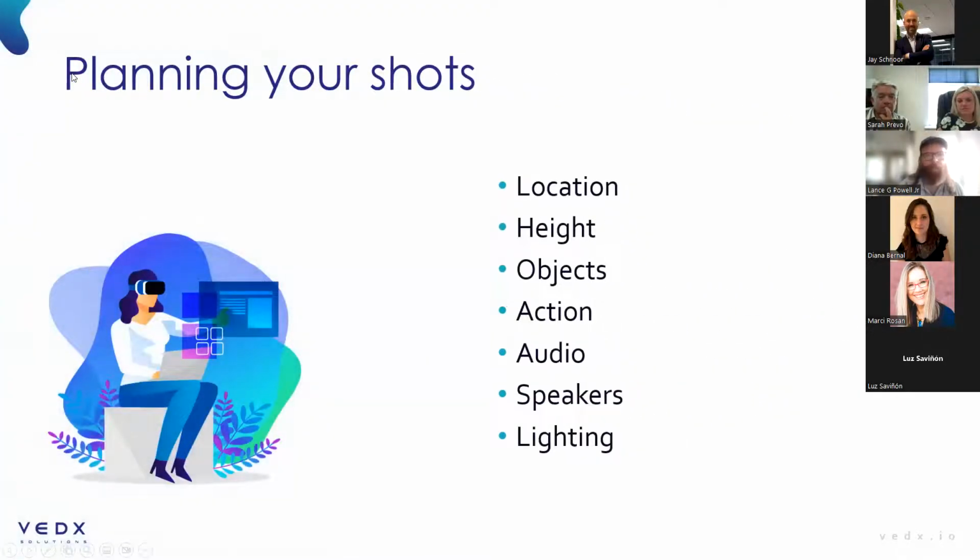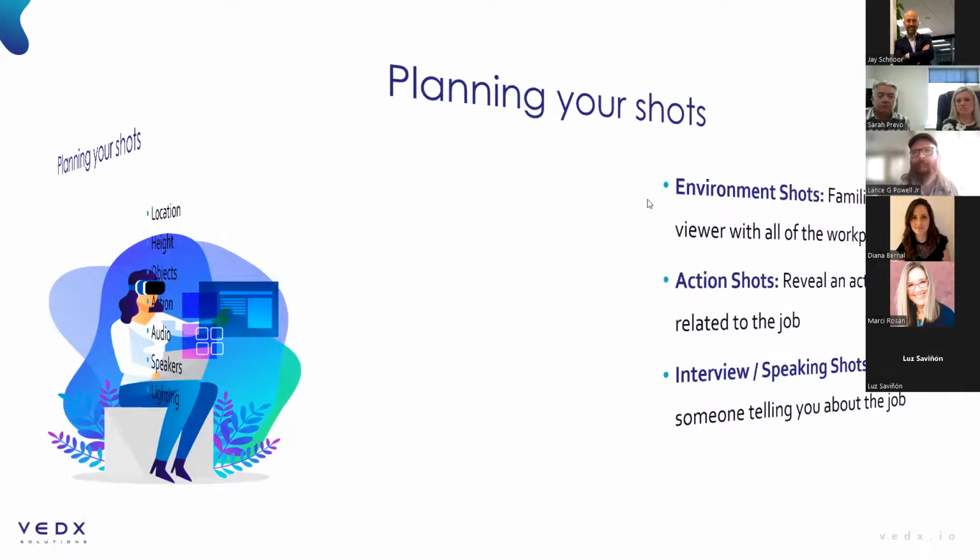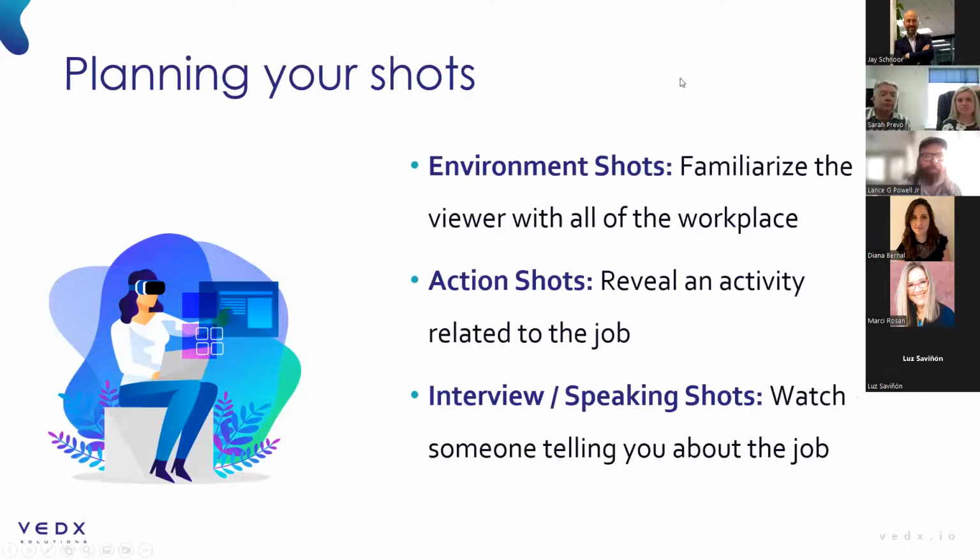So how do we do this? Well, we do this, of course, through careful planning of our shots. This is an outline of the different types of plans you need to make, including location, height, the objects in the scene, the action that's taking place, the audio, the speakers, and the lighting. When Lou speaks, she'll have some things to add to each of these. This is just an overview.